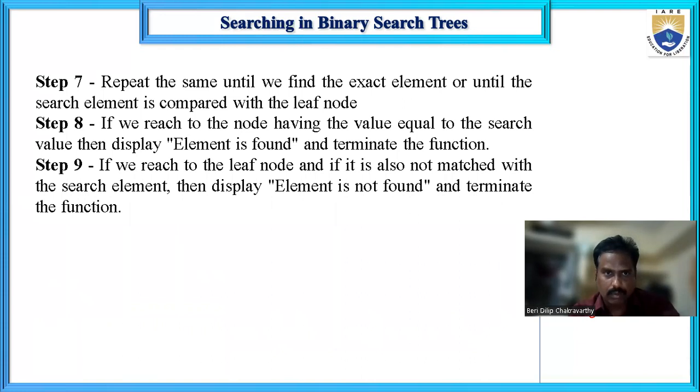We are going to repeat the same procedure until I find the element. If we reach a node having a value equal to the search value, then display that the element is found, and we are going to close that. Otherwise, if you reach a leaf node and it also does not match the search element, then display that the element is not found. In this way, I'll be proceeding with my search process.